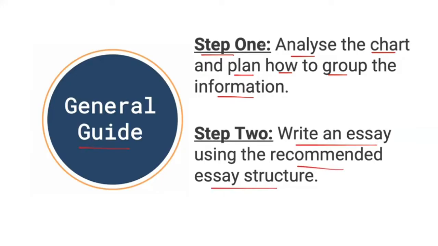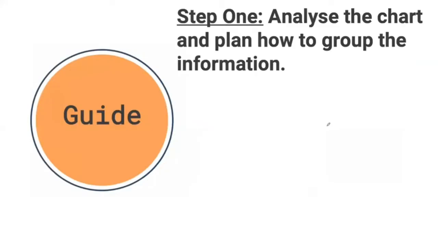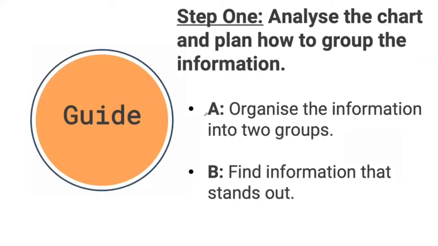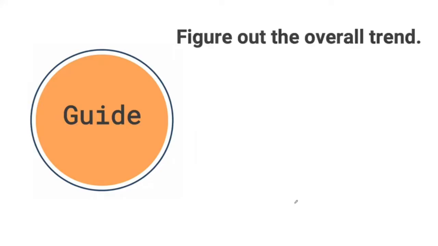So let's look at step 1 and understand how we are going to analyze this information. Here's our guide. So again, we know that step 1 is going to be analyzing the chart, and we have 2 things to keep in mind as we are analyzing the chart, A and B. First, we want to organize the information into 2 groups. And then once we do that, we're going to find information that stands out to us. So things that are perhaps not as common, things that are quite unique to the information at hand. And then we're going to figure out the overall trend.